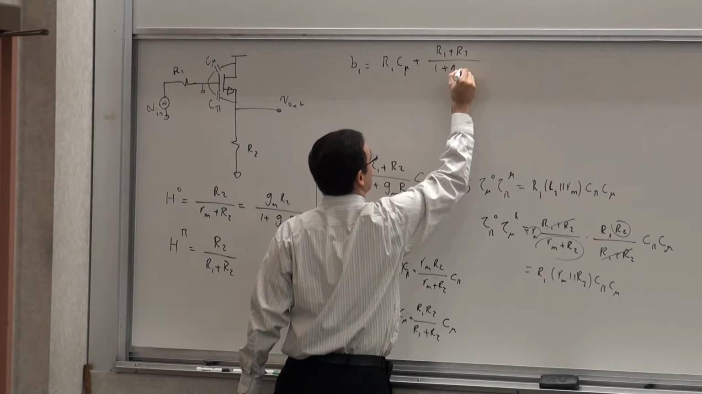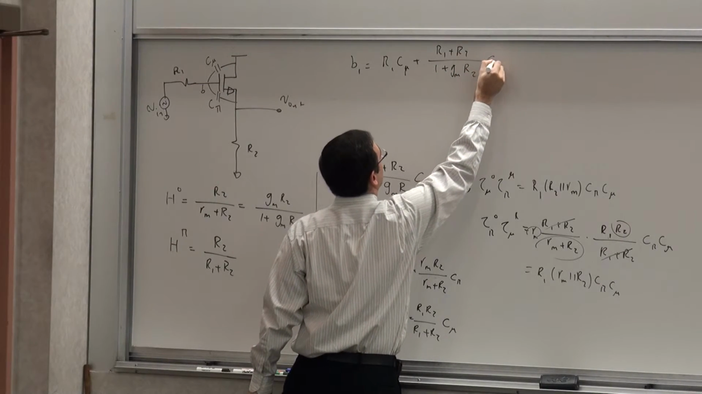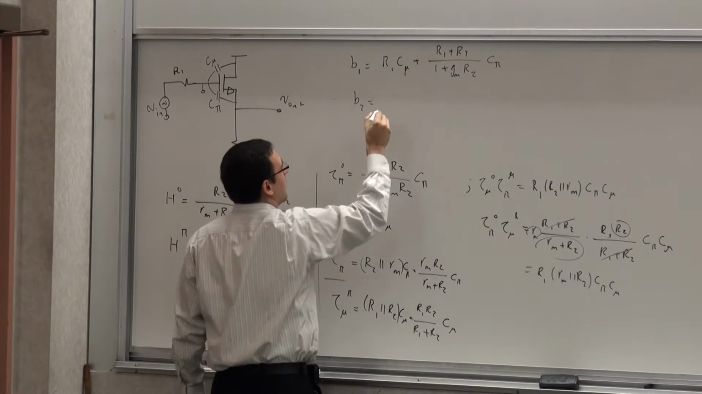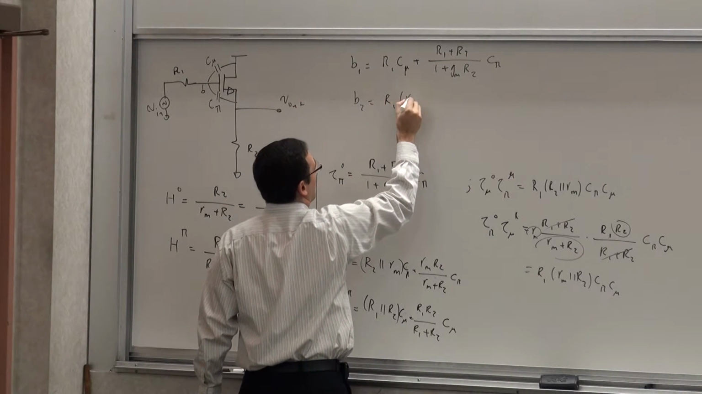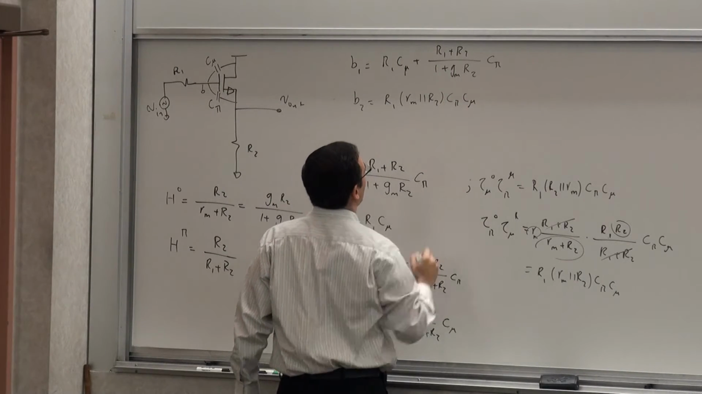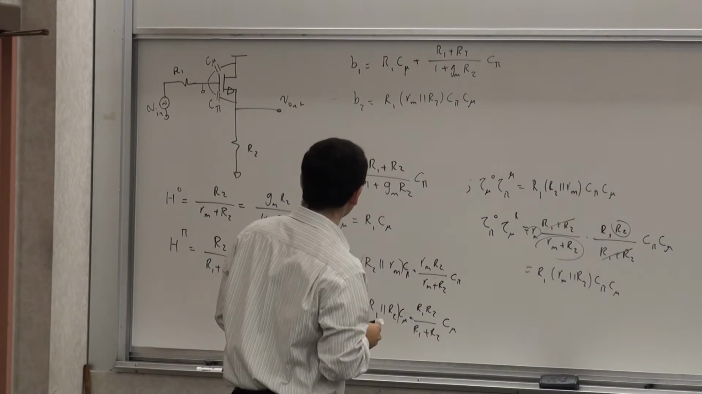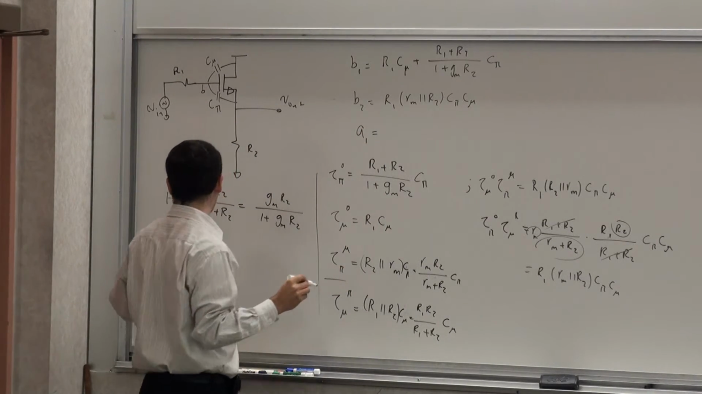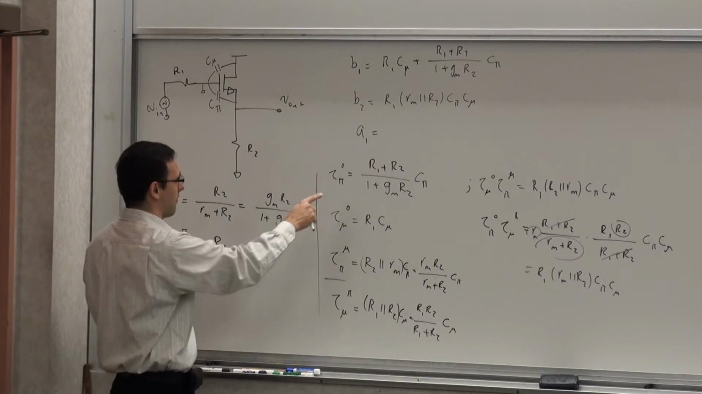Otherwise, just algebra. And B2 is going to be R1, Rm parallel R2, C pi C. Okay. And A1, which is the only non-zero term, is going to be this guy times that guy.